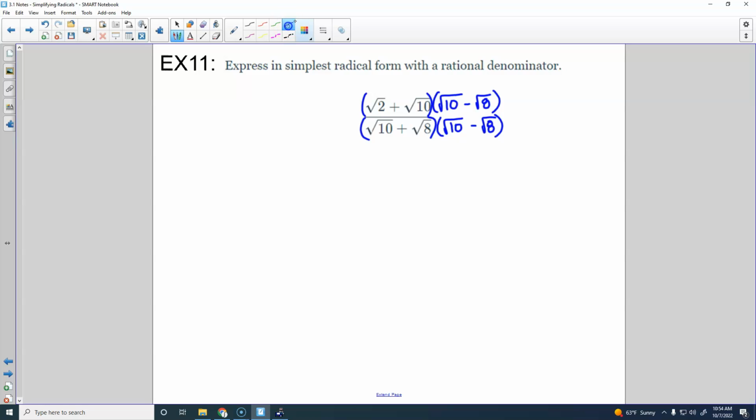So if we multiply the numerator, square root of 2 times square root of 10 would be square root of 20. Square root of 2 times square root of 8 would be minus square root of 16, which is 4. If you wanted to go ahead and put that, you can. I'm going to wait till the next step. We got square root of 10 times square root of 10. That's square root of 100, or we could just go ahead and put 10 if we want.